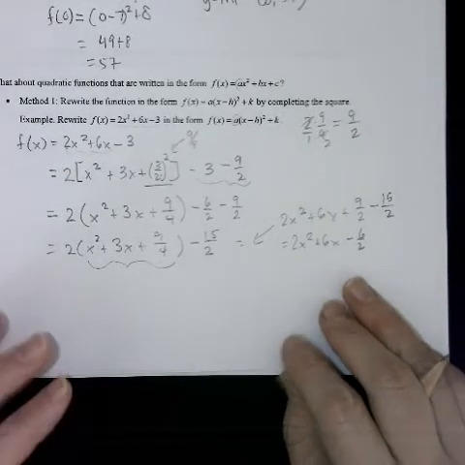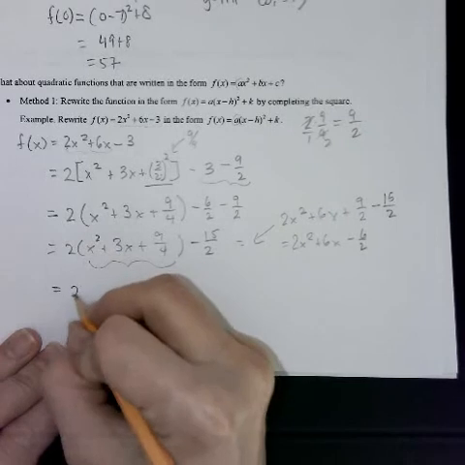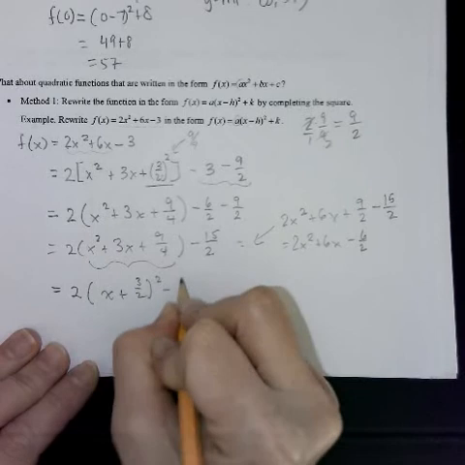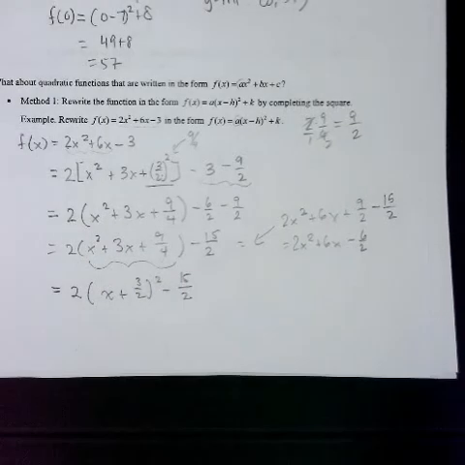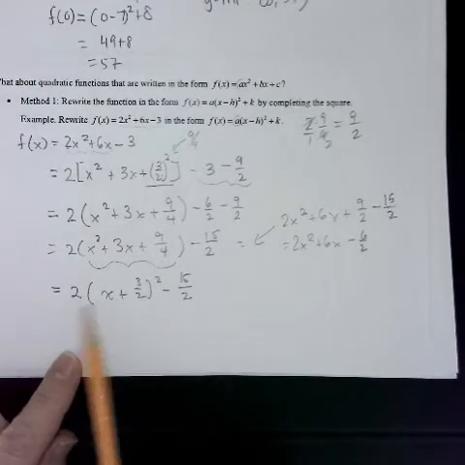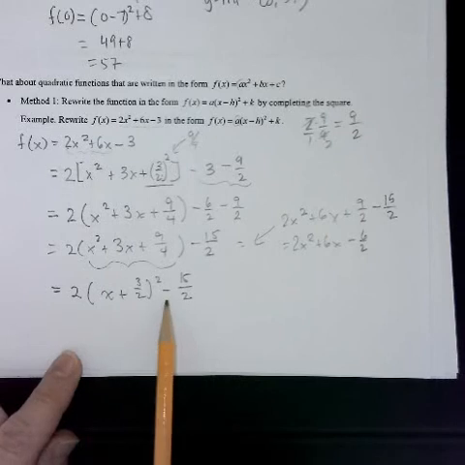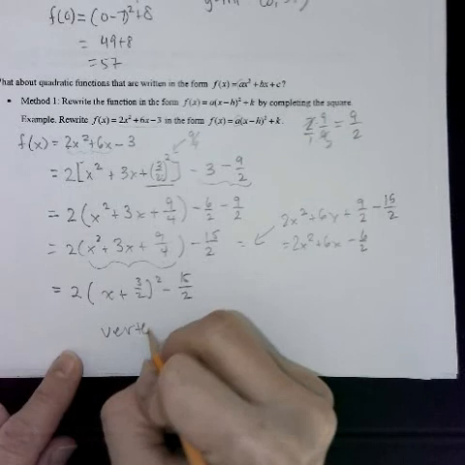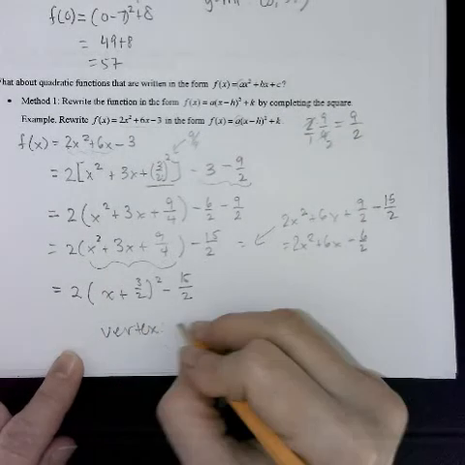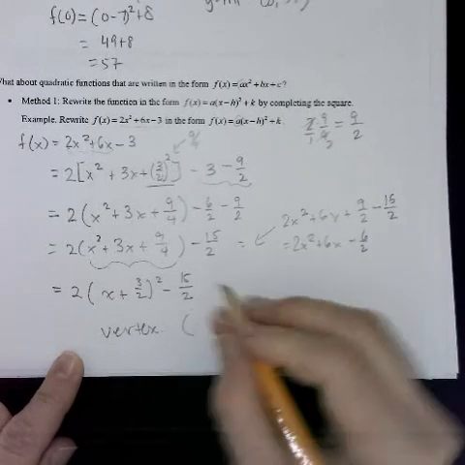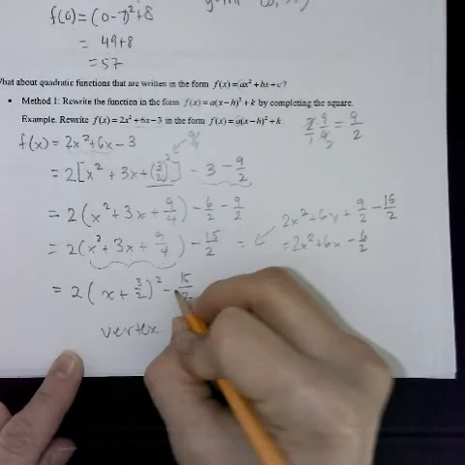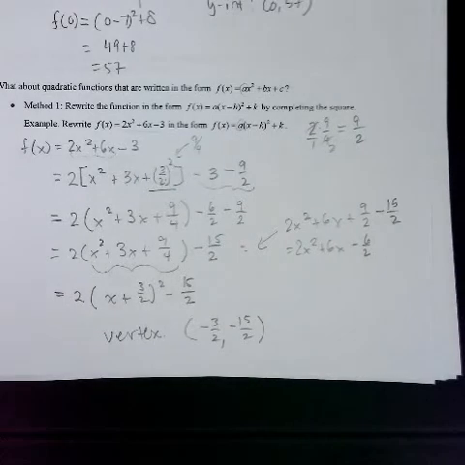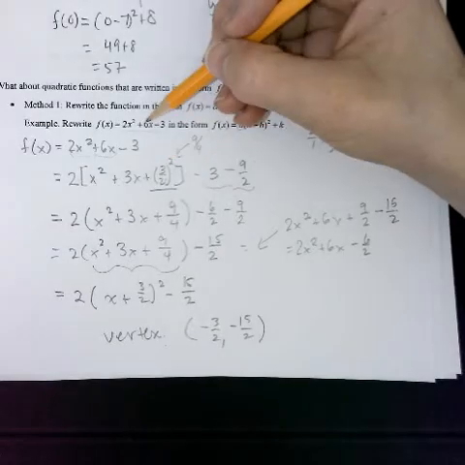And so we've got 2 times x plus 3/2 squared minus 15/2. Now that it's in this form, the standard form, we can find the vertex, which from here will go left 3/2, and then down 15 halves. The vertex is negative 3 halves, negative 15 halves. So notice you would not see that just by looking at a, b, and c, right?